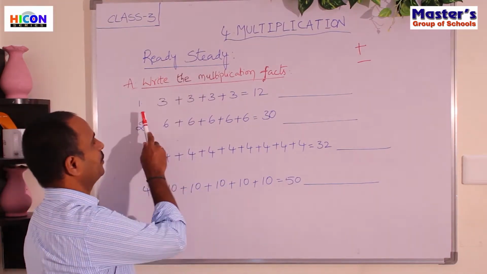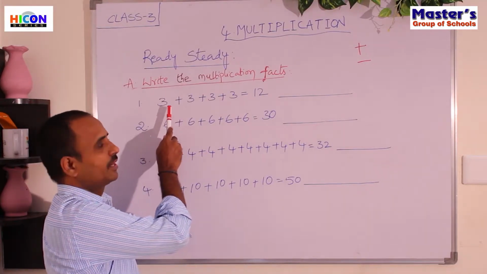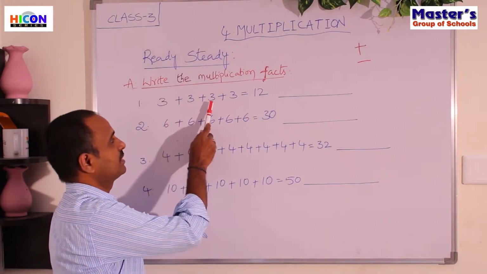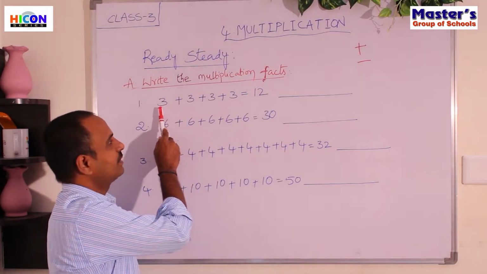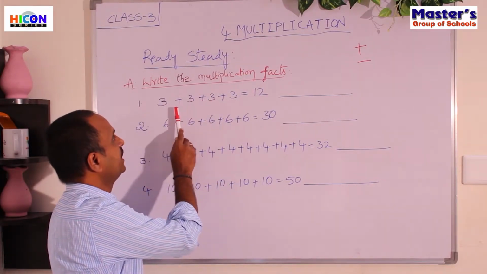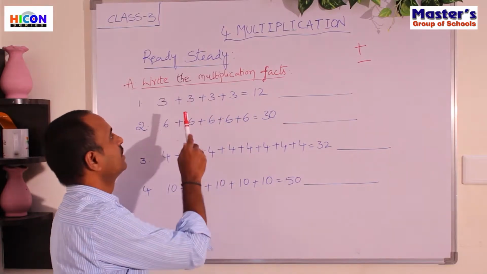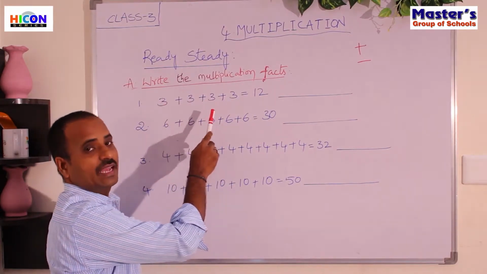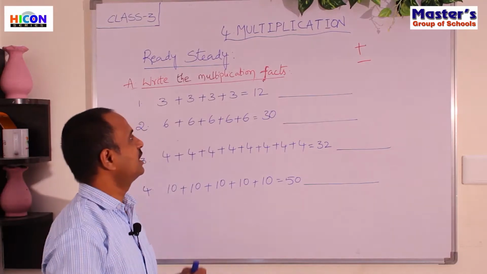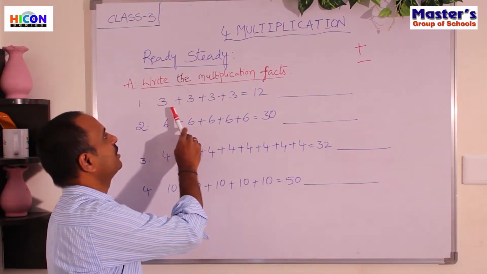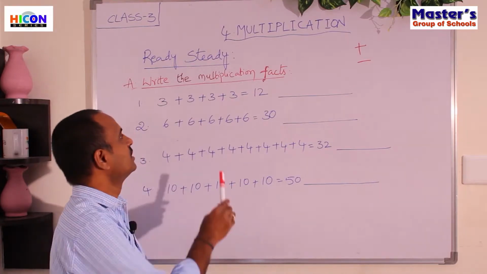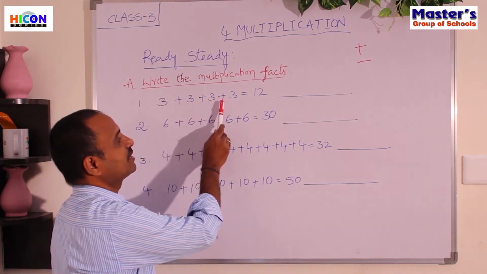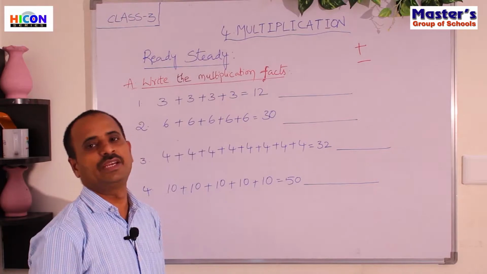So children, see here, ready and steady. See the first problem. 3 plus 3 plus 3 plus 3. Here the number 3 is repeated 4 times. That is, the number 3 is added 4 times. The same number is repeated 4 times and we are adding the 4 threes. So this repeated addition is nothing but multiplication.